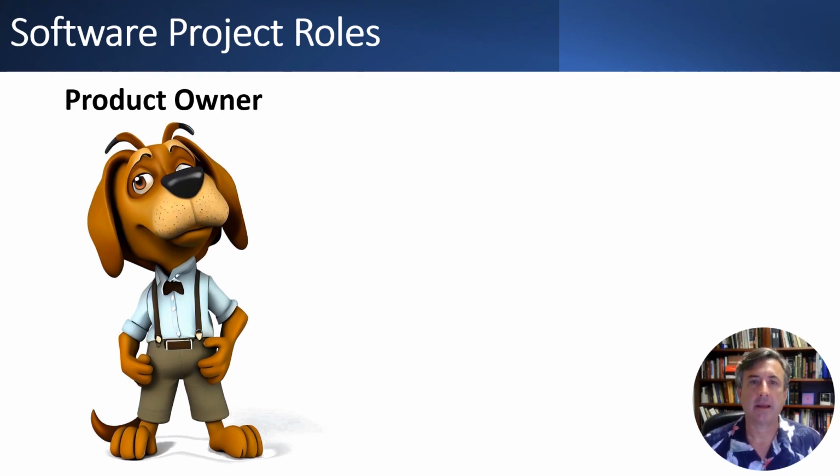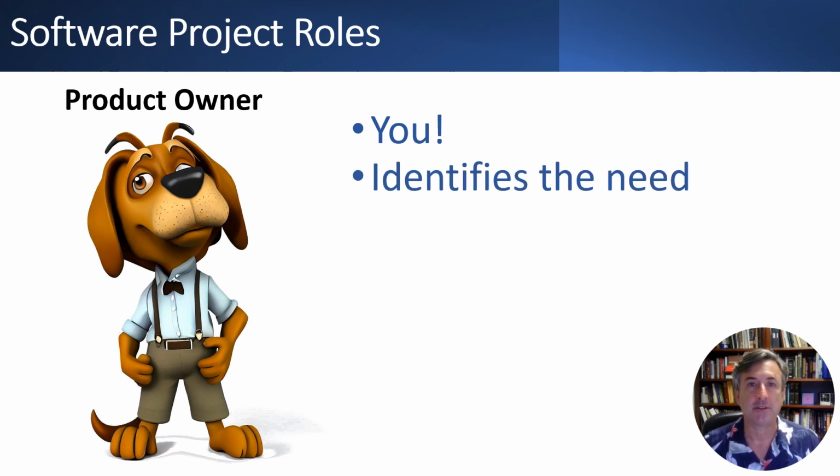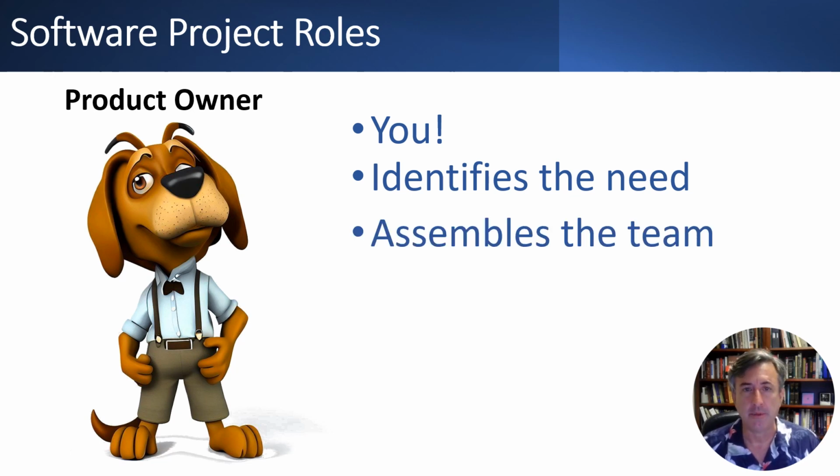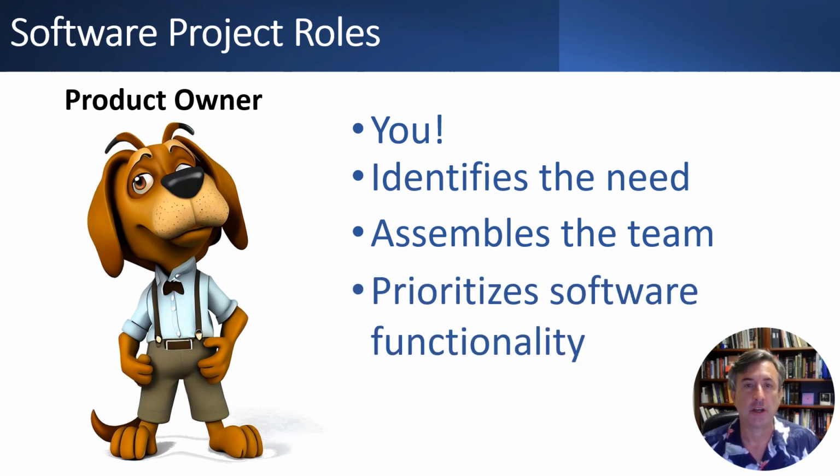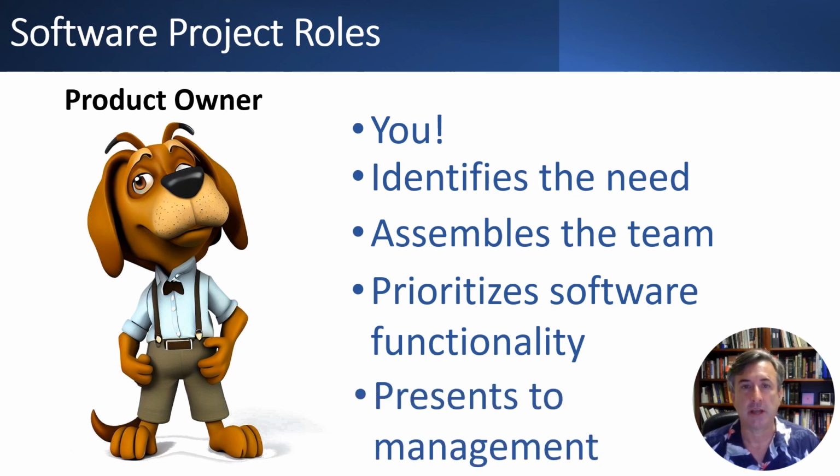Okay, let's go back and review the various project roles within the plan stage. So the first one is the product owner, and that's you, right? Your main role during the plan stage is you identify the need in the first place for the project and the software. You're the one primarily who's going to assemble the initial team. One of your biggest roles is prioritizing the software functionality, so what needs to be in the first release, etc. And then you are the one who owns the project, so you're the one primarily presenting to management. You're the face of the project.